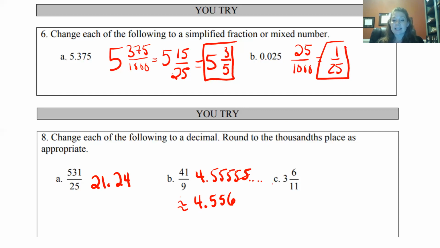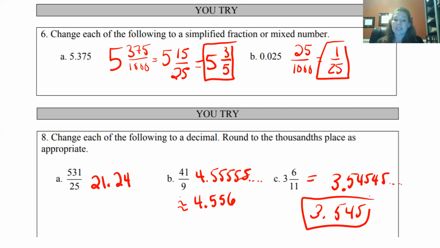Finally, letter C, I see a whole number, so I'm going to keep it a whole number. And then I'm going to divide 6 by 11. And I get 545454545454, so on and so forth. So my tenths, hundredths, thousandths, this 5 is in the thousandths place. And then the 4 to its right tells me I do not change that 5 to a 6. It stays a 5. So it's about 3.545, rounded to the nearest thousandths. So hopefully you guys got all this right.